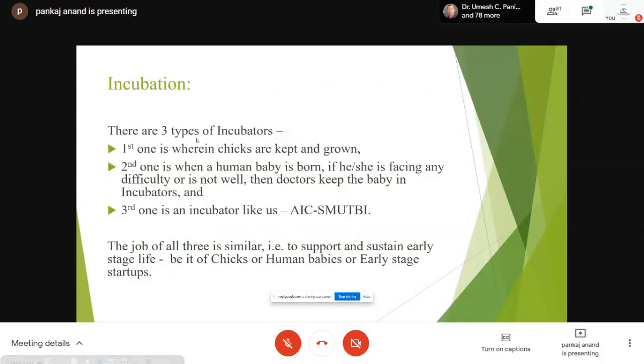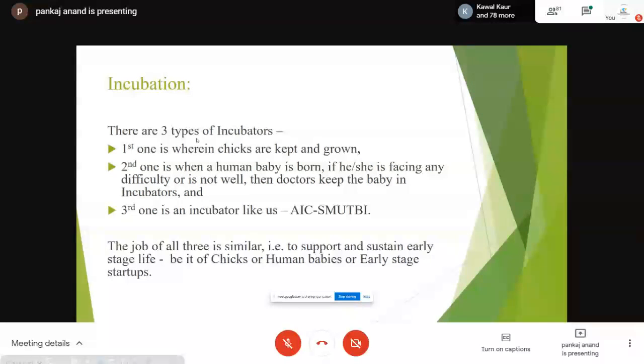Now, if I talk about incubation, I'll just go ahead with a story. There are three types of incubators. The first one is where chicks, chicken babies, are kept and grown. The second is when a human baby is born. If he is facing any difficulty or is not well, then doctors keep that baby in an incubator. They have a blue kind of lamp, a kind of ICU place, where they keep babies.